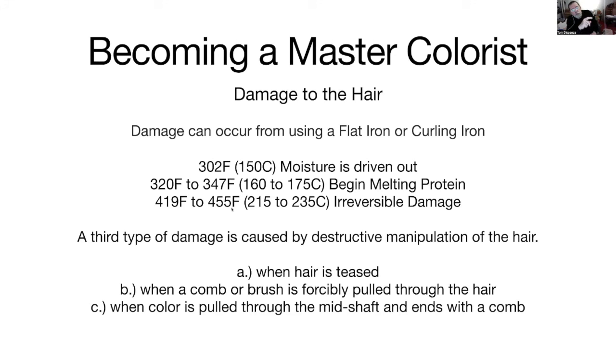But also, when you pull color through the midshaft and ends of the hair, and you're using a comb, and the comb isn't one of those big wide tooth combs, or you're not using the back of the comb to push the color through, then what you can end up doing by using a smaller teeth comb is literally shredding the hair and ripping the cuticle layer. The cuticle layer is particularly vulnerable to being torn off the hair when it's in an alkaline state, when we have hair color or any other alkaline chemical on the hair.